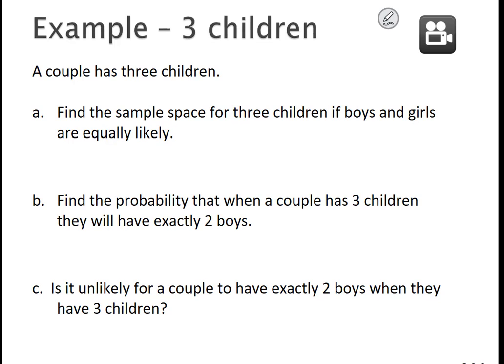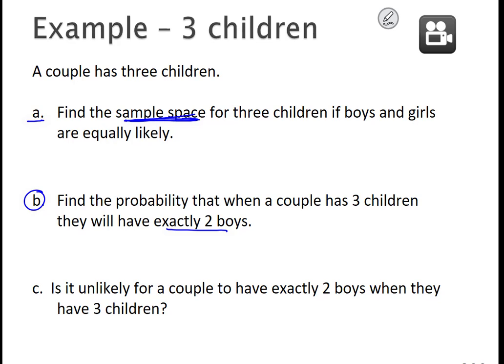So this problem says a couple has 3 children. Imagine if we started with question B that says find the probability that when a couple has 3 children they will have exactly 2 boys. Could you jump right into that problem? Well, no, because you don't know all the different ways that a couple could have 3 children. So before that, we have to go back to part A and find a sample space.